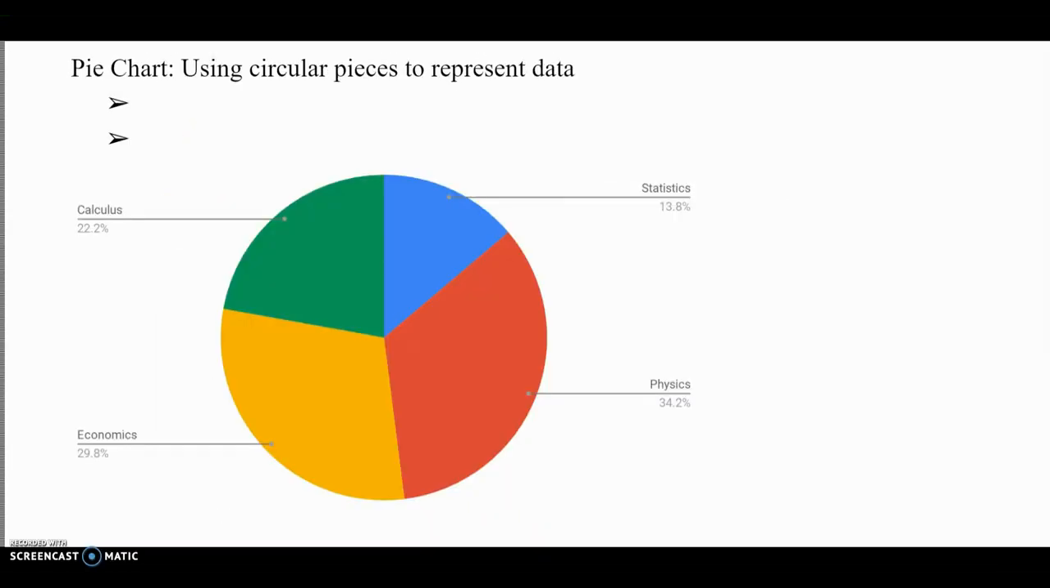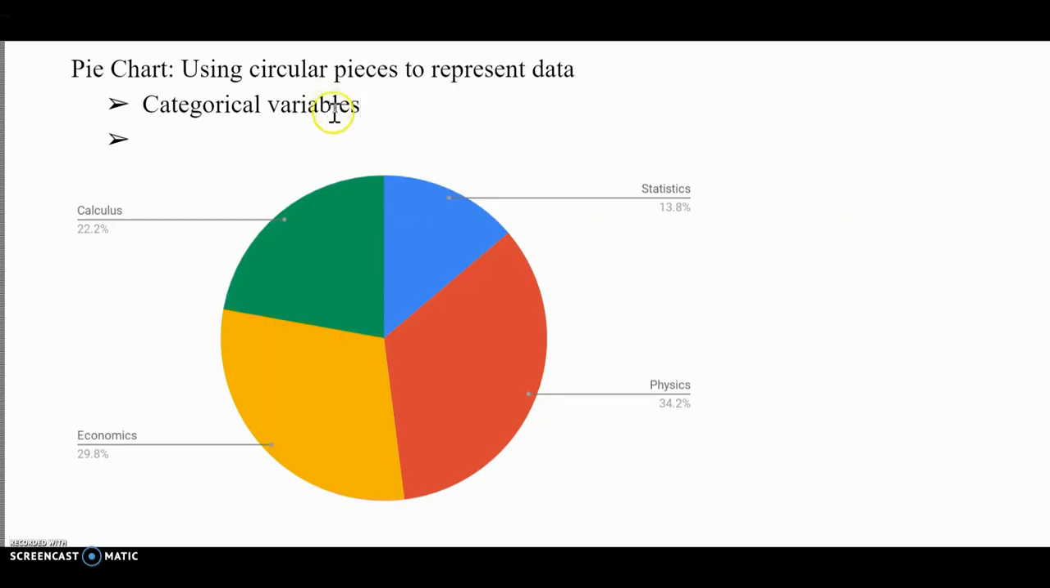The pie chart is just using circular pieces to represent data. What we must understand is that it has to be categorical data or categorical variables. So if you look at this pie chart over here, you see calculus, economics, physics, and statistics, which would mean that I can assign an adjective to these. I can't assign a value to statistics. I can't say that statistics is 40 statistics.